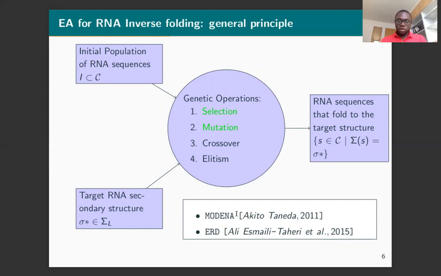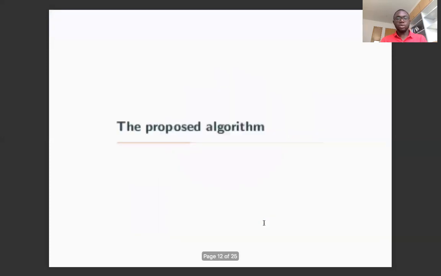We are not the first, of course, to think about applying evolutionary algorithms to this problem. Modena is the first tool, developed by Taneda, that performs a multi-objective optimization scheme. And then four years later followed evolutionary RNA design, proposed by Ali and his collaborators, that uses more sophisticated techniques where the target structure is decomposed into subcompartments, and individually those subcompartments are optimized using evolutionary algorithms.